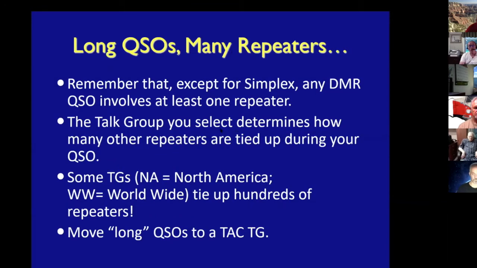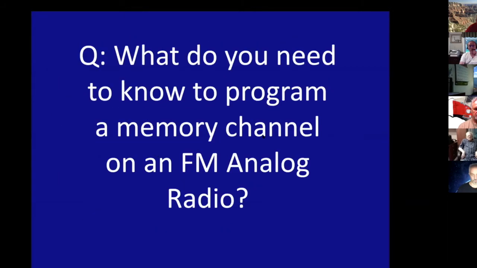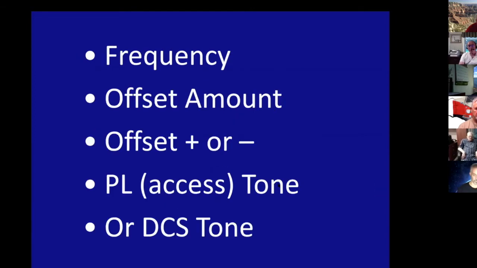This is more about moving off the wide-ranging talk group. So what do you need to know to program a memory channel on an analog radio? Well, you all know that. You need to know what frequency you want, the offset. Is it a plus or minus offset? Is it an access tone or DCS tone?